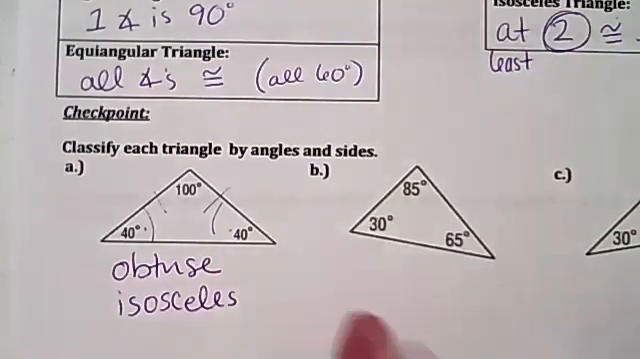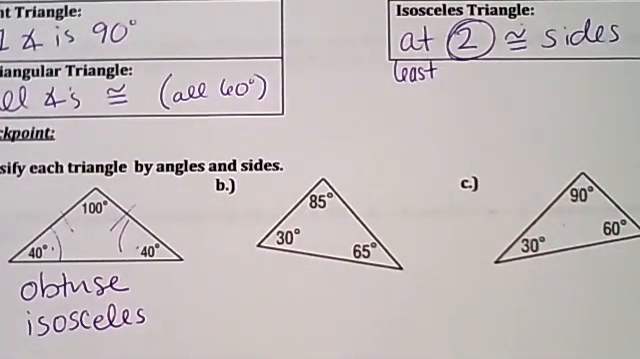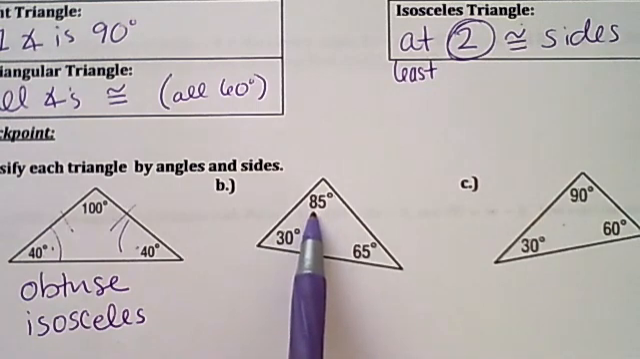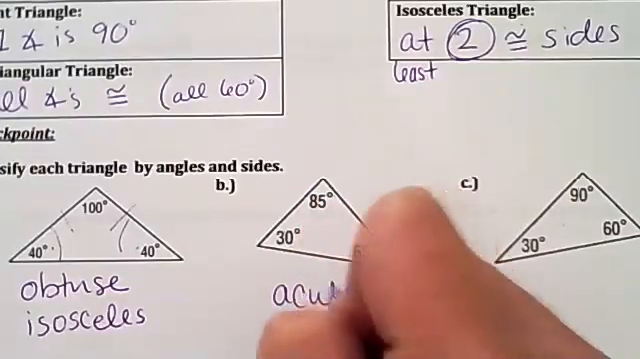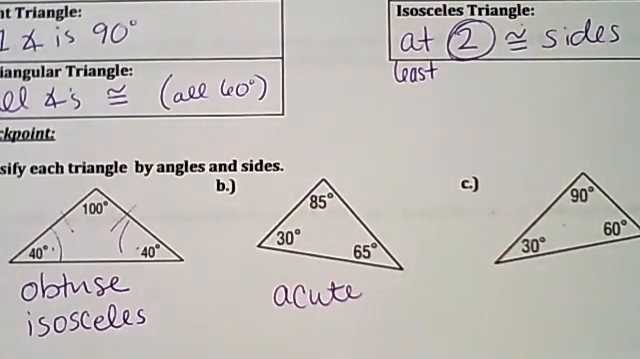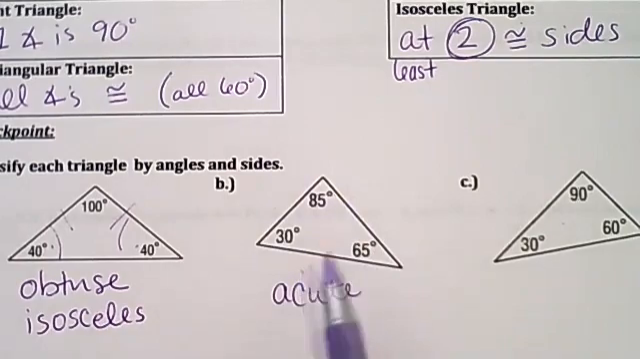Okay, how about letter B? Letter B, we have 85, 30, and 65. Can we classify first by angles? What would this one be by angles? Write it in the chat, or you can unmute yourself if you're comfortable. So this one wouldn't be obtuse. Obtuse is if one angle is bigger than 90, Ella. See how they're all less than 90? Acute, yes, it would be acute because all three angles are less than 90. And notice that all three angles are different, so all three sides would be different, which would make it scalene.